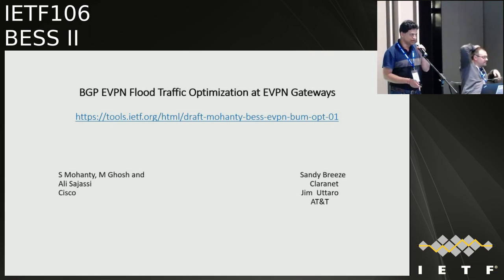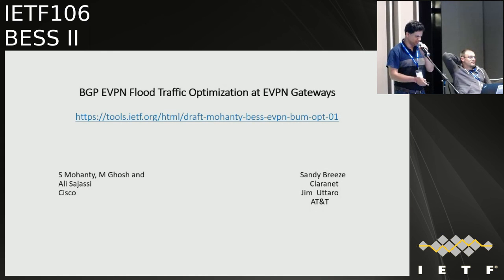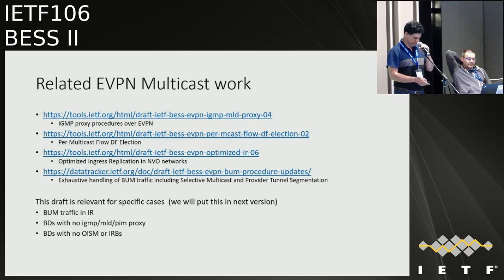Hi, I am Satya Mohanty from Cisco, and this is on behalf of all my co-authors. We presented this 2-3 IETFs ago, and there was some discussion, so we incorporated that feedback. This is some related EVPN multicast work. The first one is the IGMP MLD proxy. I believe it's going for working group last call. The second one is the per multicast flow DF election. These two drafts together probably account for 85 to 90% of the multicast cases for the EVPN.